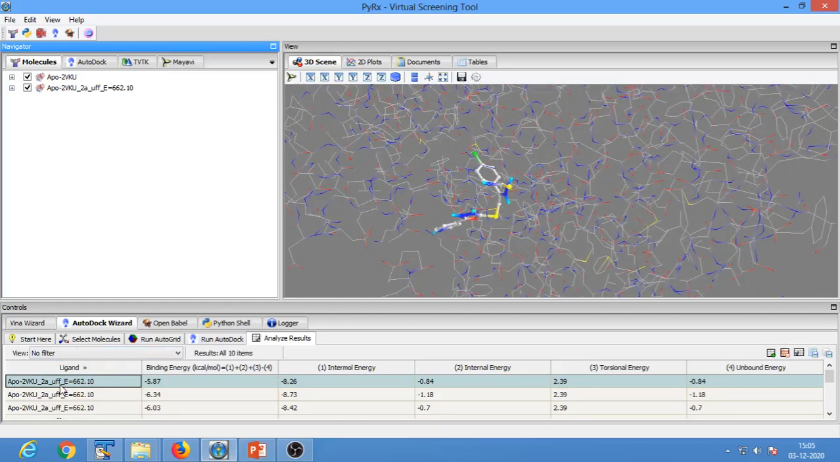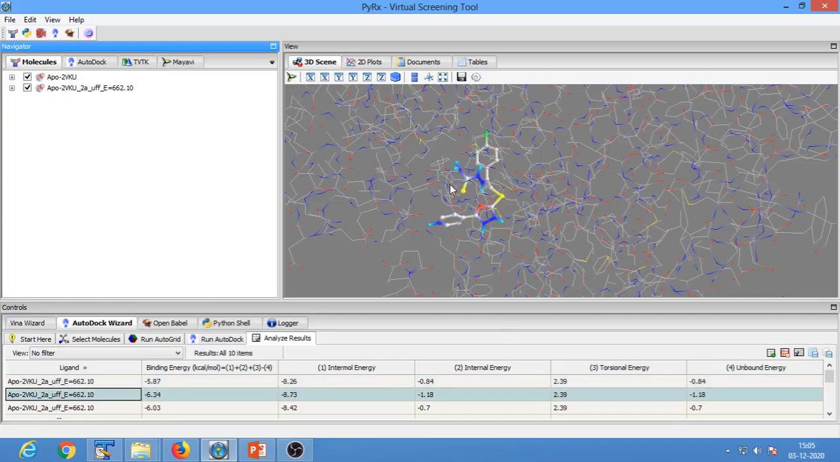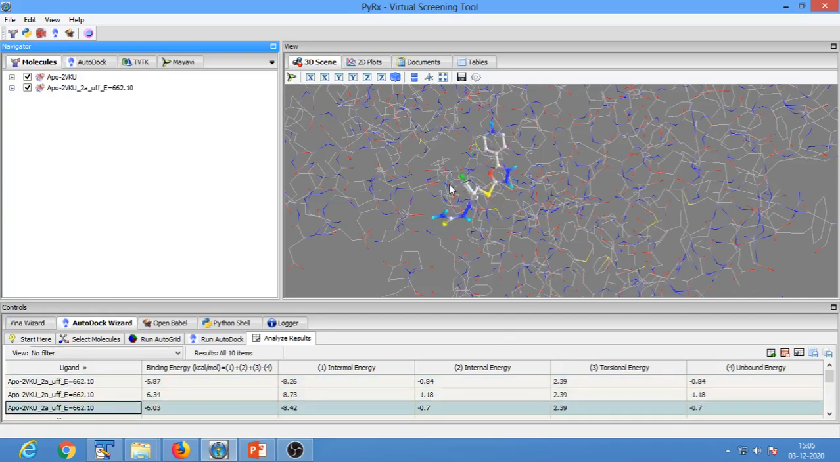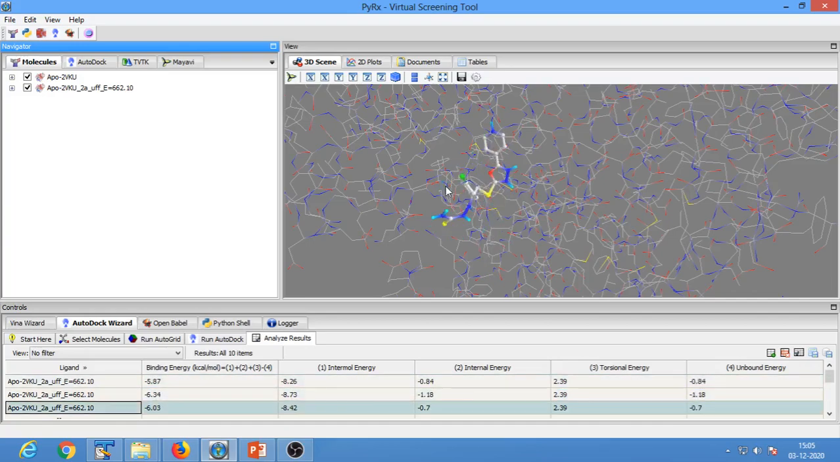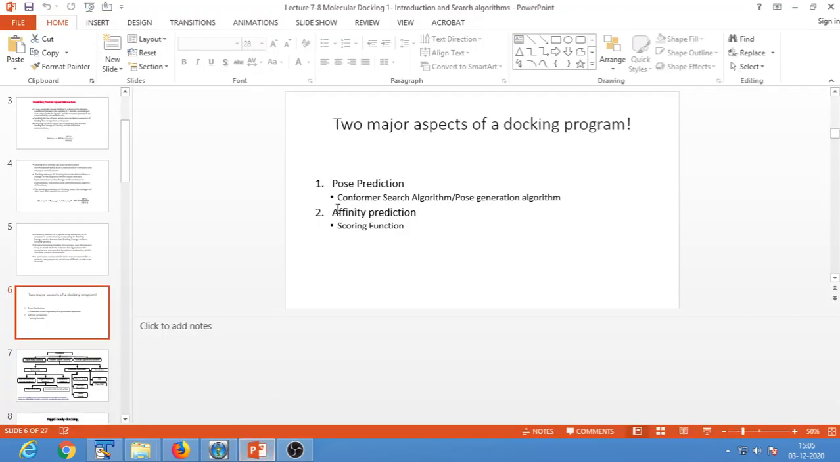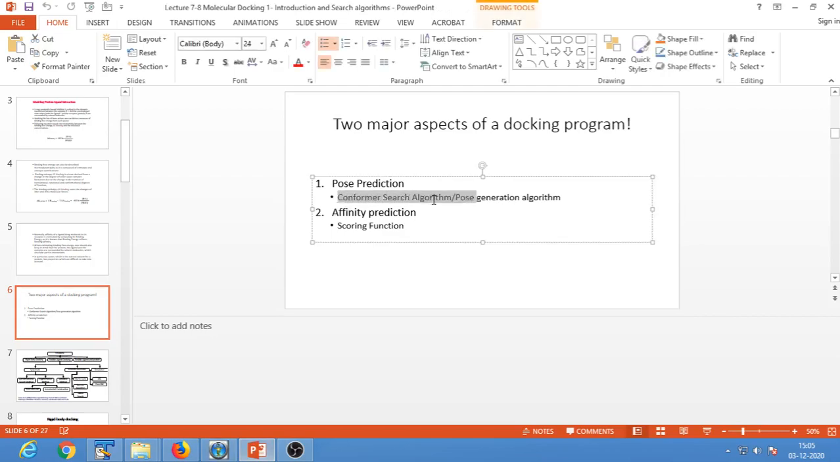Okay, this is ligand's pose number 1, then you have pose number 2, pose number 3, pose number 4, and so on. So who does this pose prediction work? This pose prediction work is done by your conformer search algorithm and pose generation algorithm.